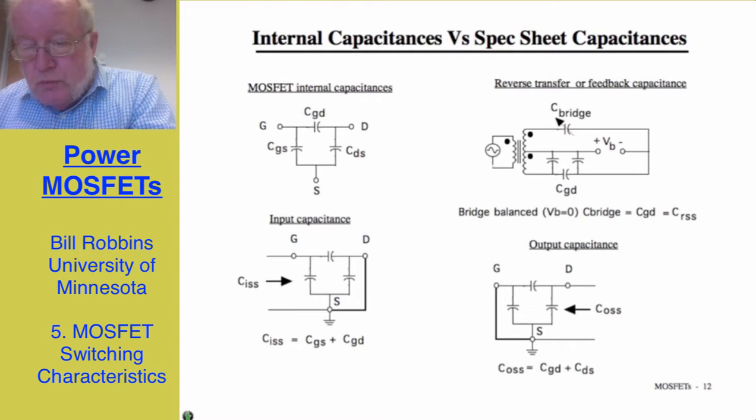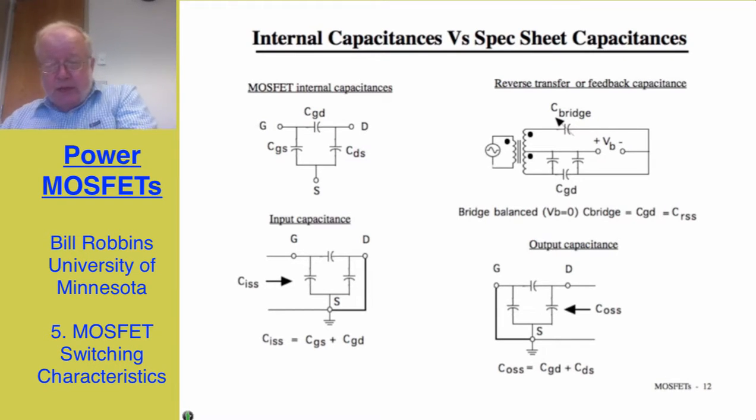Finally, in order to measure the gate to drain capacitance, or so-called reverse transfer or feedback capacitance, we put the device biased in the active region into an AC bridge, as indicated, and by balancing the bridge we can directly measure what the gate to drain capacitance is. And that's usually specified on a spec sheet as CRSS.